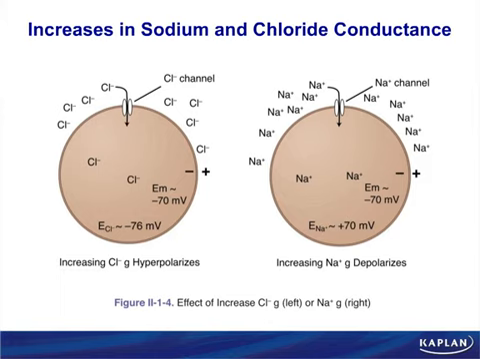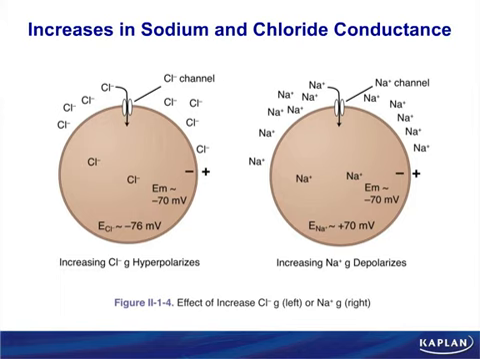What's the electrical gradient for chloride? Yes, it wants to leave the cell. It's a negative charge. It's positive outside the cell. So electrically, it wants to go out. So chemically, it wants to go in. Electrically, it wants to go out. If I start this cell at minus 70 millivolts, and I increase chloride conductance, then the cell's going to hyperpolarize.